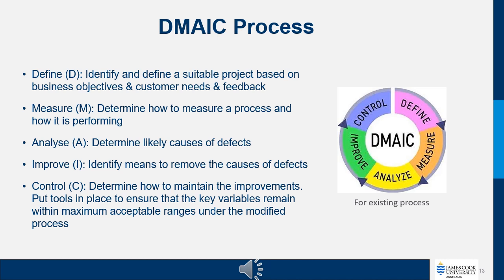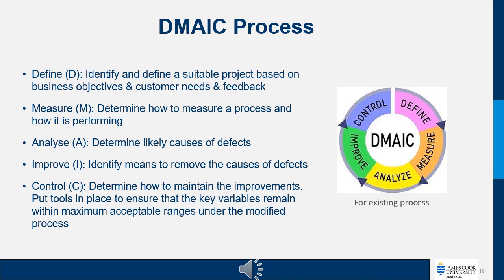Then we go to measure. The team determines how to measure the process and collect relevant data to understand its current performance. They establish baseline metrics and gather information on key variables and factors that contribute to defects or errors. Analyze. This phase involves analyzing the collected data to identify the likely cause of defect or error. Statistical tools and techniques are applied to identify patterns, trends, and root causes that are impacting the process performance.